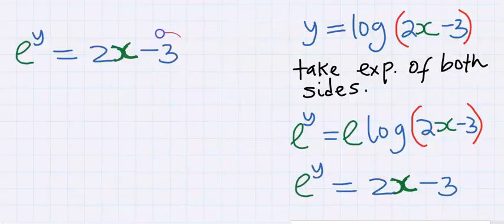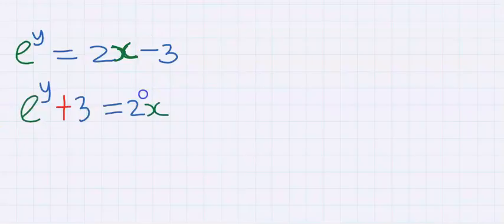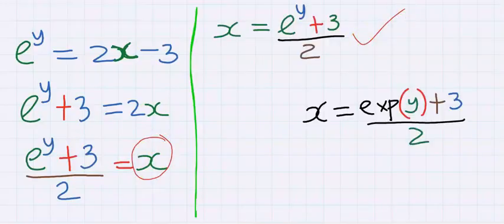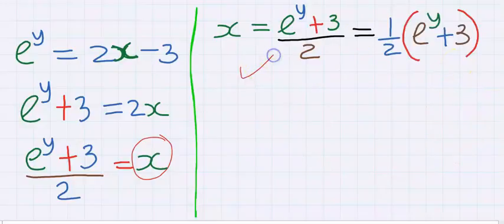Next, I will take minus 3 across the equal sign and it will become plus 3. Next, I will take this 2 across and it will divide everything on this side. Now, x is isolated. I can equally rewrite this like this. However, we are just going to keep it simple like this. This is also the same as this. Both are the same.